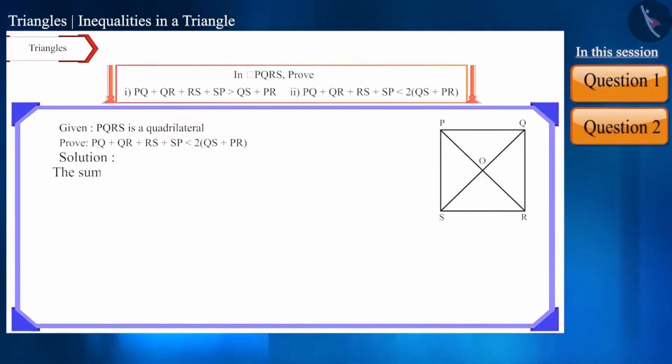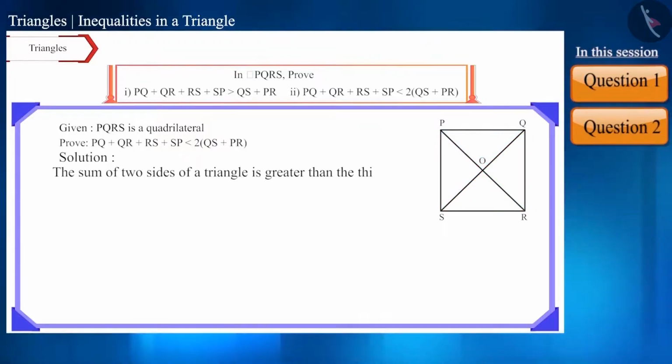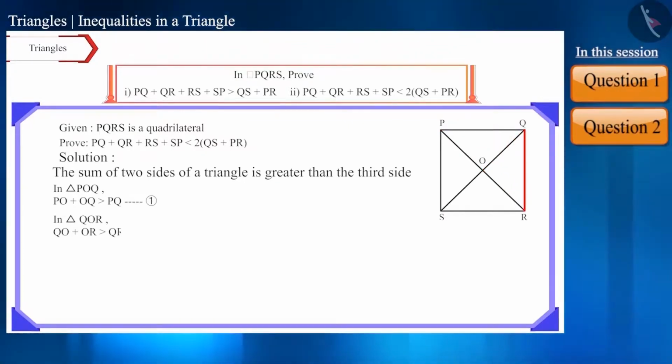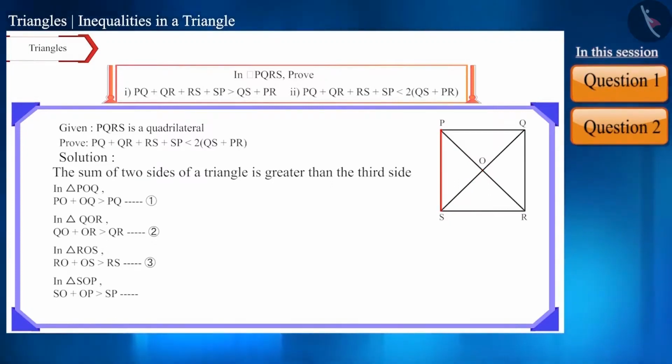We know that the sum of any two sides of a triangle is greater than the third side. Hence, in triangle POQ, the sum of side PO and side OQ is greater than side PQ. Similarly, in triangle QOR, the sum of side QO and side OR is greater than side QR. In triangle ROS, the sum of side RO and side OS is greater than side RS. In triangle SOP, the sum of side SO and side OP is greater than side SP.